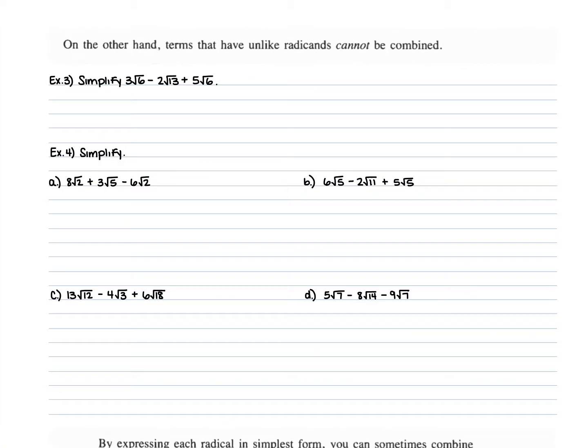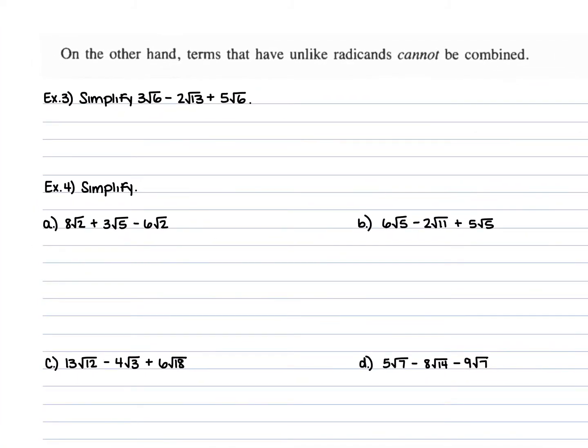For our next section, we still are just simplifying, except now we have more than 2 terms. Again, remember, simplify those radicals as much as you possibly can, and then combine what's in front of those radicals as long as the radical is the same.